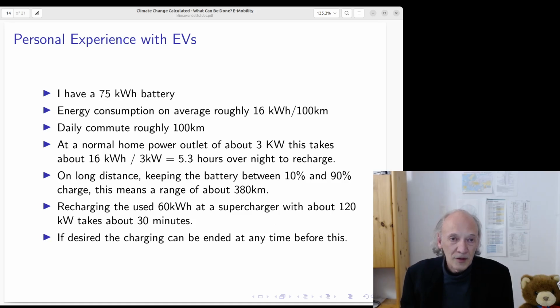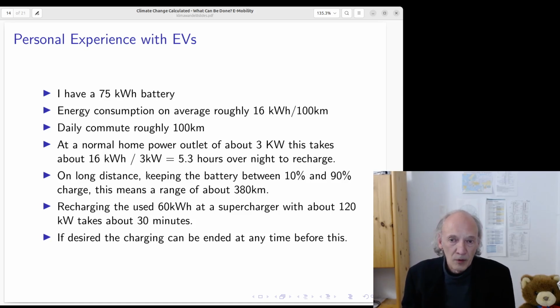Yeah, so my Tesla has a 75 kilowatt hour battery, and it has an energy consumption on average of roughly 16 kilowatt hours per 100 kilometers. And I have a daily commute of roughly 100 kilometers. And that means at a normal home power outlet of, let's say, 3 kilowatt, this takes about 16 divided by 3, which is 5.3 hours overnight to recharge. So I can easily charge overnight.